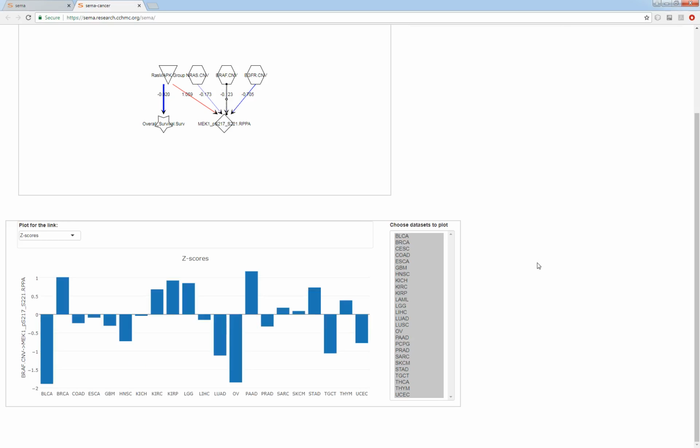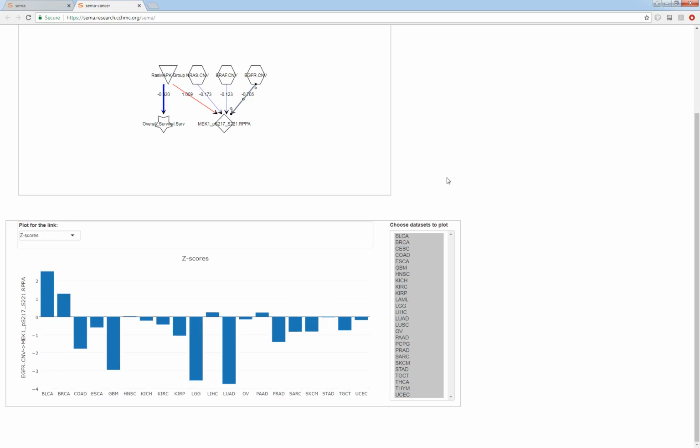BRAF amplification has, again, not really any effect compared to the mutations and the amplifications in these other genes. EGFR amplifications only have a positive effect in bladder cancers, but actually have a negative effect on MAPK phosphorylation in GBM, in low-grade gliomas, and in lung. Of course, again, we are controlling for RAS-MAPK pathway mutations.